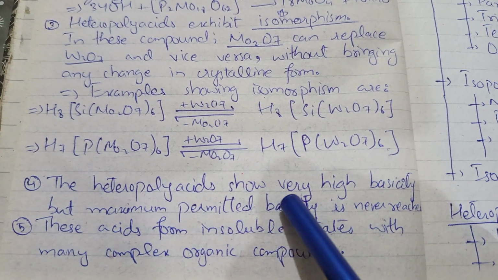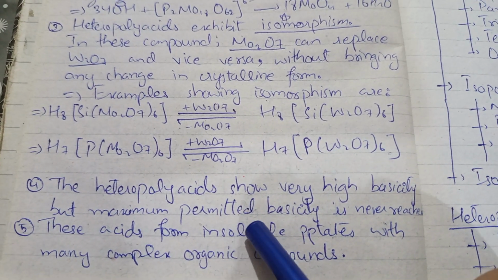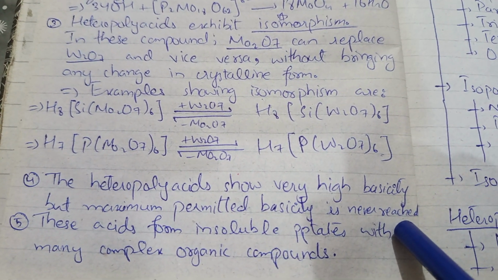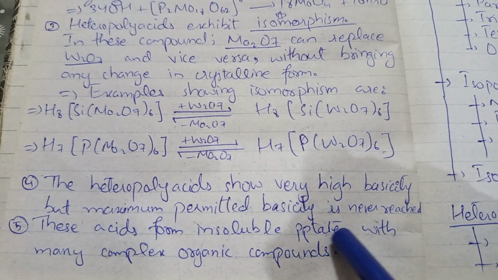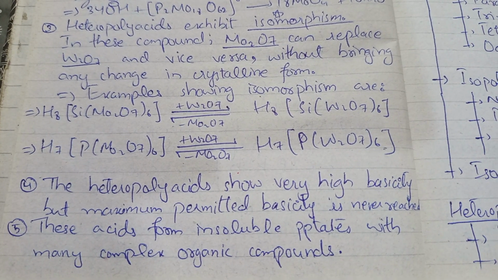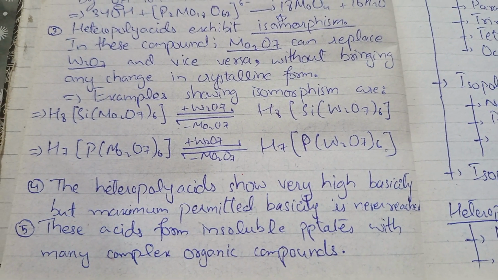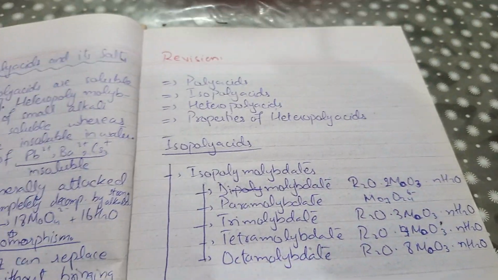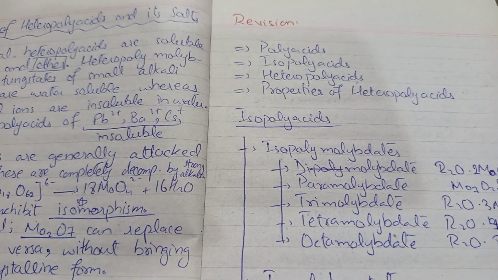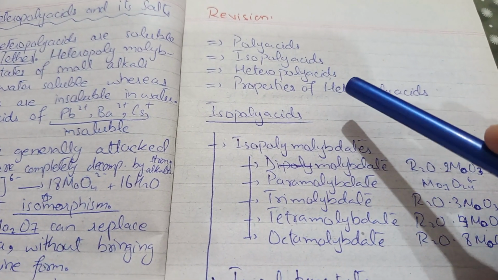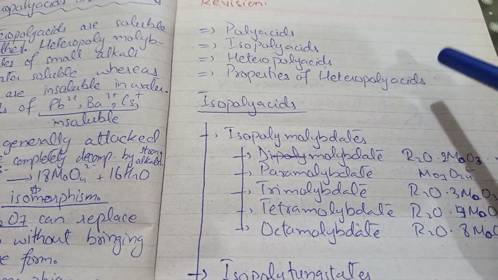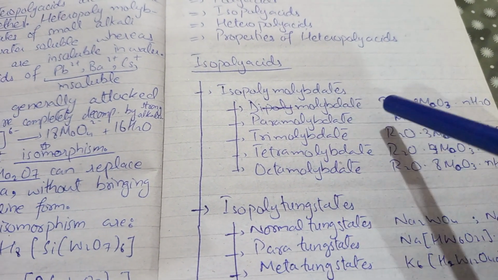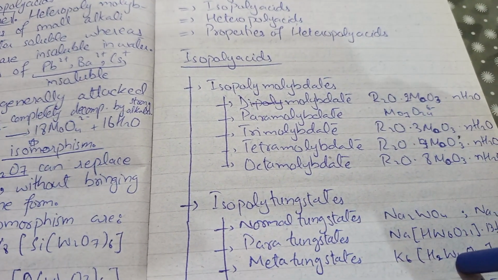The heteropoly acids show very high basicity, but the maximum permitted basicity is never reached. These acids form insoluble precipitates with many complex organic compounds. So now we have a detailed overview of these polyacids, isopolyacids, heteropolyacids, and their properties. So first of all, isopolyacids.